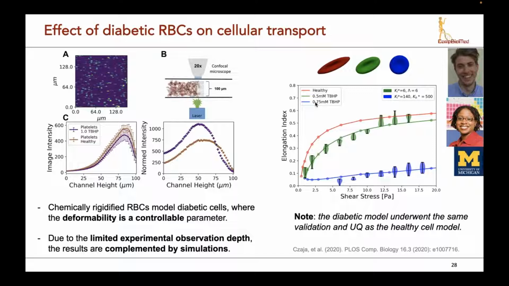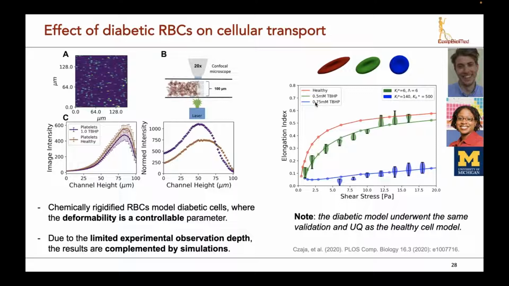We have validated these diabetic cell types, and they underwent the same VVUQ process as the healthy cells. And using the simulation was again necessary because even though we could do experiments both in patients and in microfluidic chips, since blood is not transparent, we can only tell what happens with the cell in the closest 10 microns or so to the vessel wall or to the microfluidic chamber.